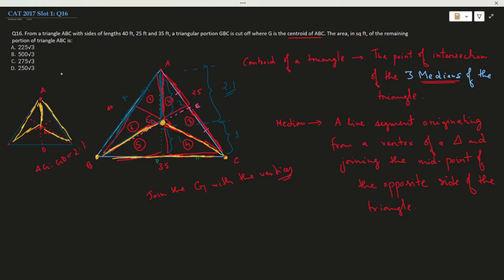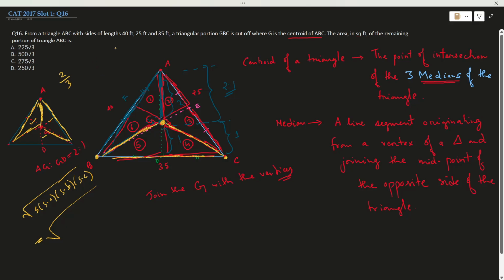So what is the area of this 2 remaining part? It will be 2/3, right? These are all equal. This area, this area, this area are equal. So 2/3 of the area of triangle, right? And area of triangle we already know, using Heron's formula, it is root over S minus A, S minus B, S minus C.